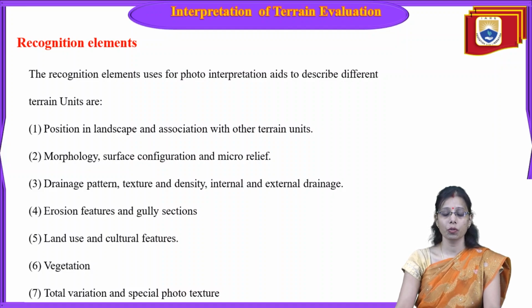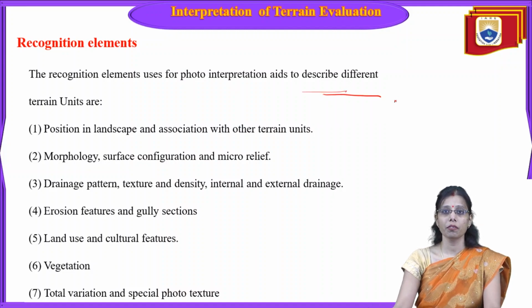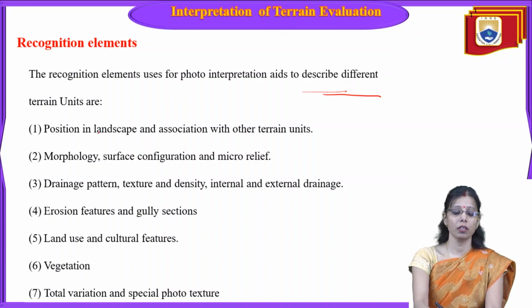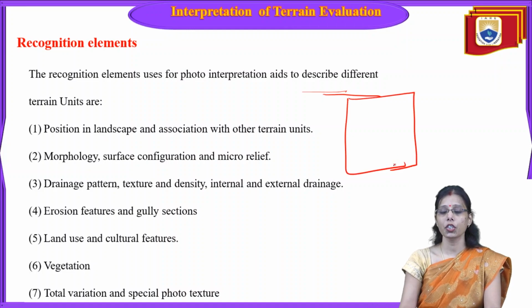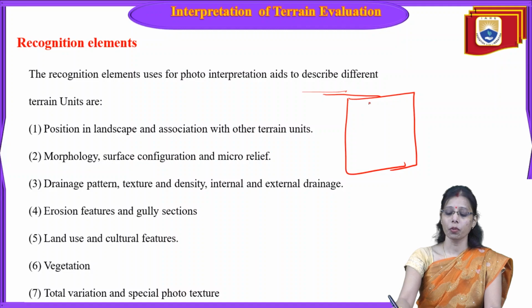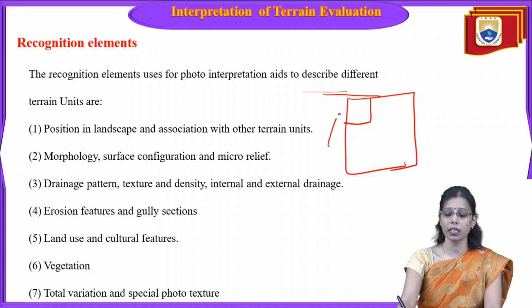Recognition elements use photo interpretation aids to describe different terrain units. What are the elements we will see? Position in landscape and association with the other terrain units. What is the position in the landscape? Whichever area we are going to identify, we have to find out the position of the area in the landscape. Landscape means the area which is taken for the evaluation. Suppose this portion of the terrain is going to be evaluated. We have to find out where it is located.